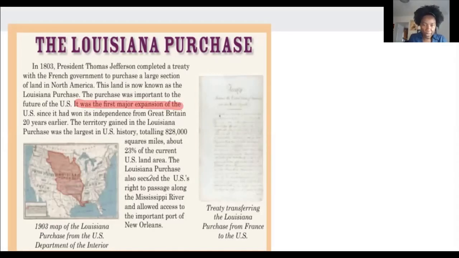Then the author also wanted me to know that the Louisiana Purchase, let me highlight here, allowed the United States right to passage along the Mississippi River and allowed access to the important port of New Orleans. Those are my details that I will summarize to help me determine my main idea. I've moved these details to my graphic organizer.